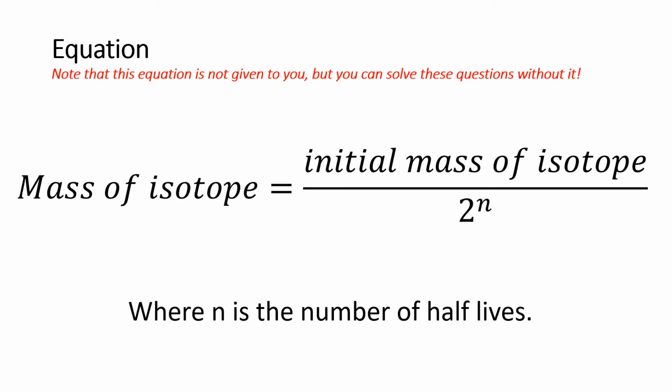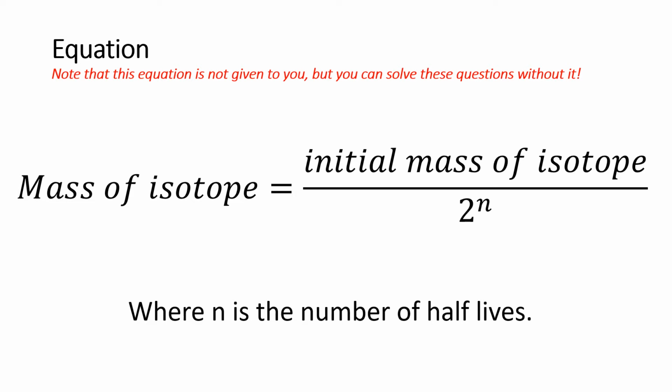So the mass of an isotope equals the initial mass of the isotope divided by 2 to the power of n. And when we say to the power of n, what we mean is the number of half-lives. So if 1 half-life has passed, we'll divide the initial mass of the isotope by 2. If 2 half-lives have passed, we'll divide the initial mass of the isotope by 2, and then we'll divide it by 2 a second time, because it'll be 2 squared.